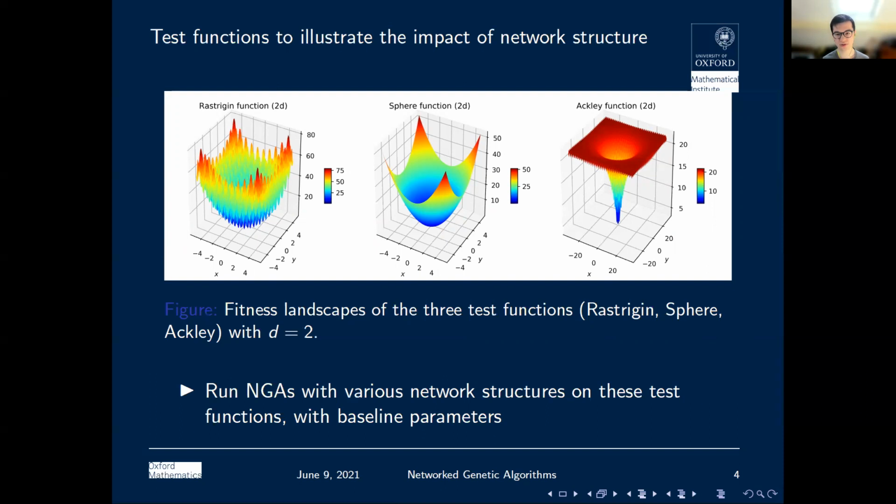We are only considering a dimension of 2, and extending this to higher dimensions is a very good idea for further work. But here we'd just be concerned about running these NGAs with different network structures on these test functions to try to optimize them, using baseline parameters to identify the impact of the parameters P and M in the 2 network types.